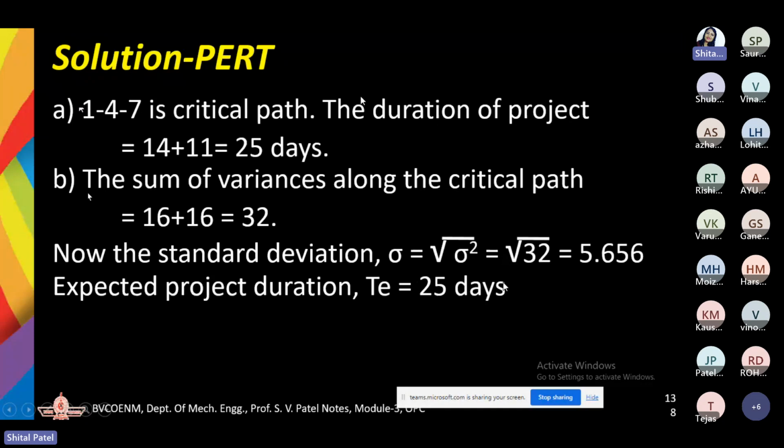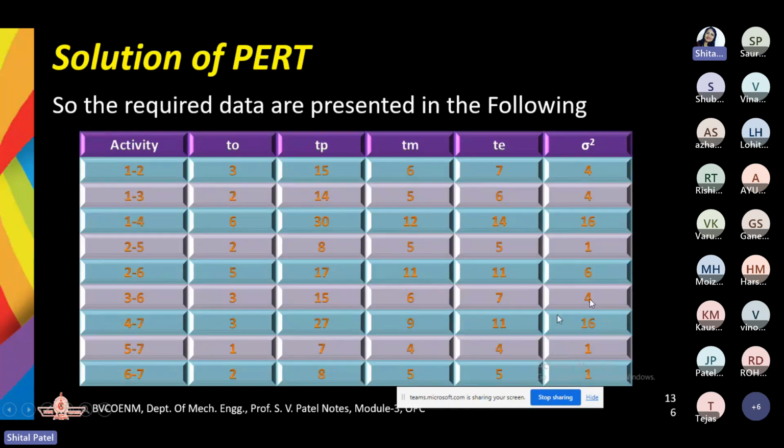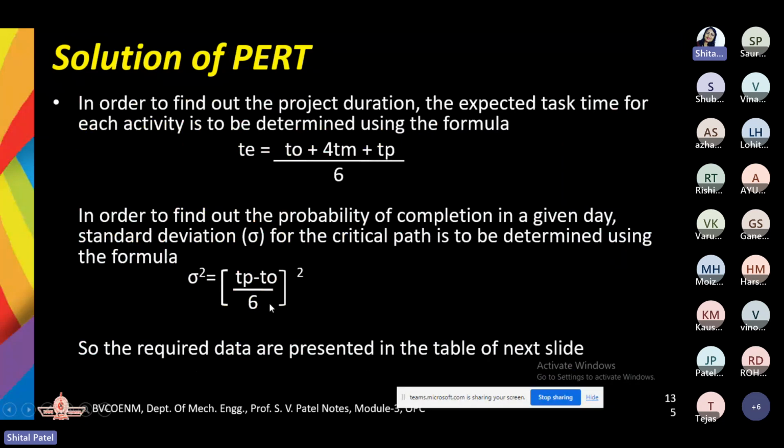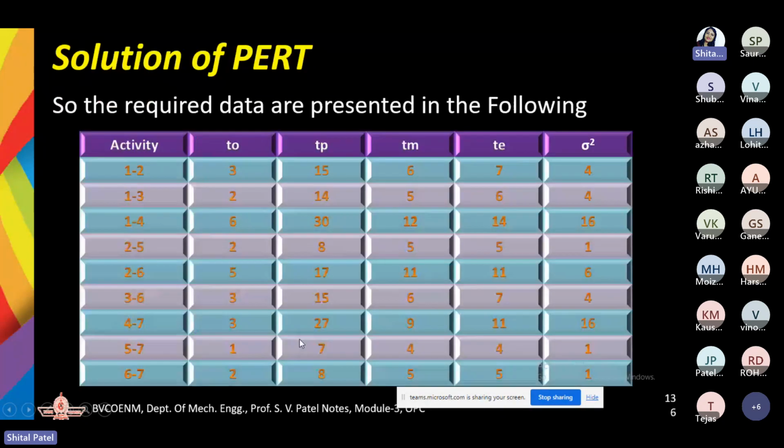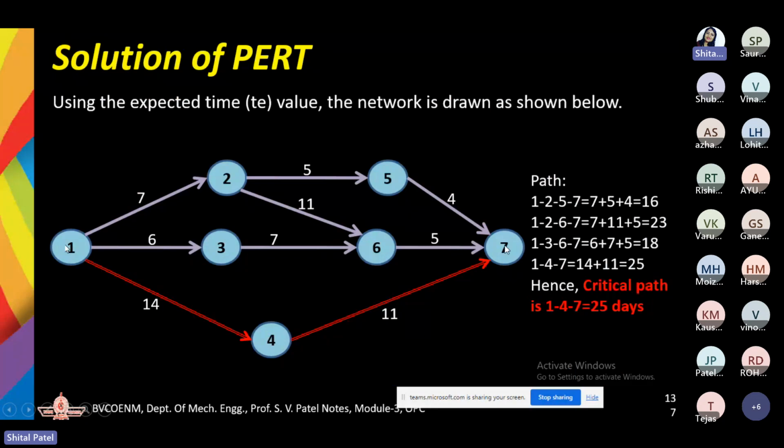Now for the next one, you need to first find out the variance. Now for which activities do you have to find out the variance? For the activities of the critical path. So what are the critical path, what are the critical activities? So 1 to 4 and 4 to 7 are the critical activities for us on this project.